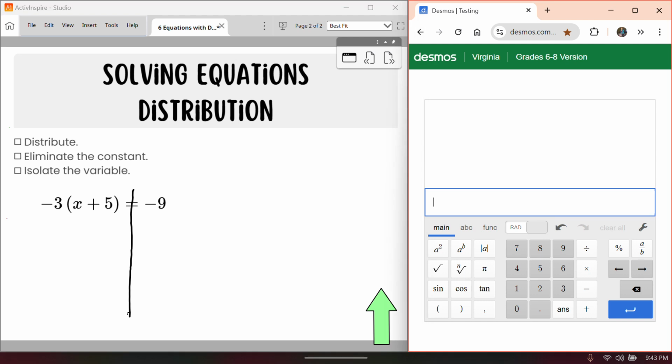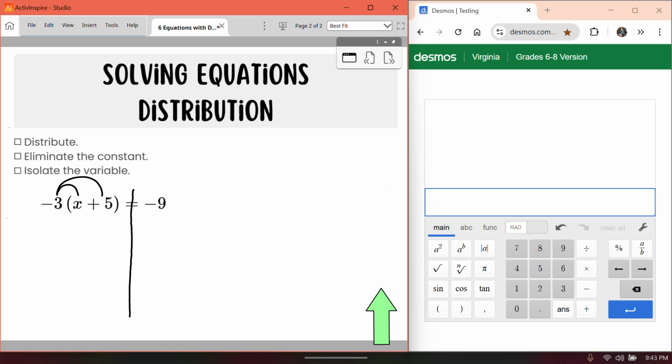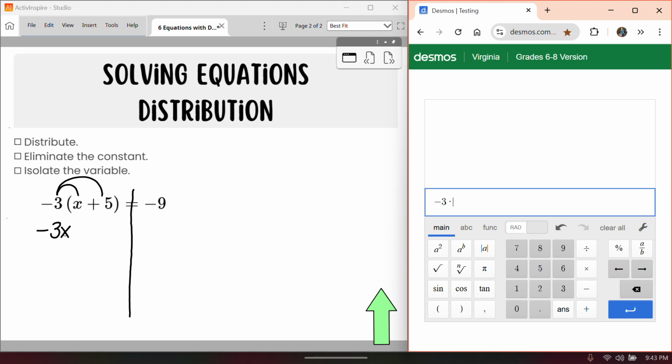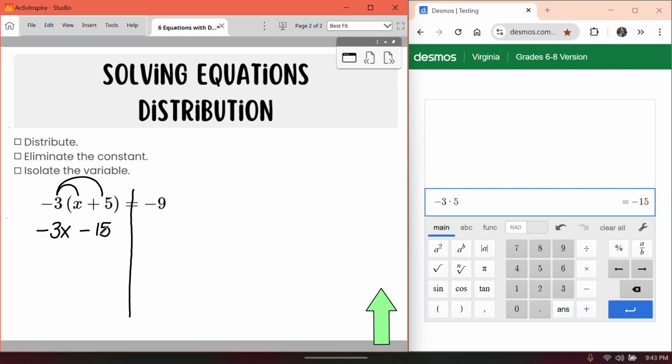I'm going to go ahead and distribute to both sides. -3 times x is -3x. I'm going to go ahead and make sure I do -3 times 5 in Desmos, and I get -15. Bring down this right side. And then from there, I'm just doing basically a 7th grade equation. I'm going to eliminate the constant, which is this -15, by adding 15 to both sides. That'll give me -3x equals 6.